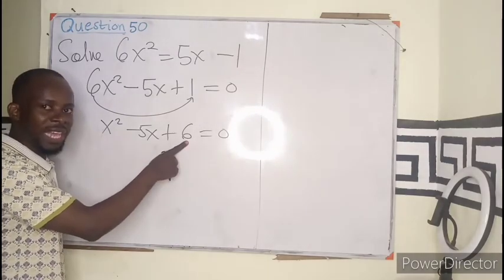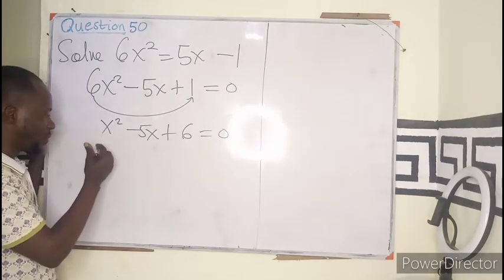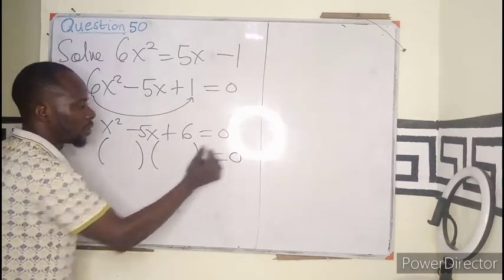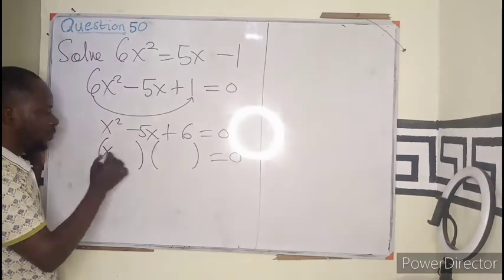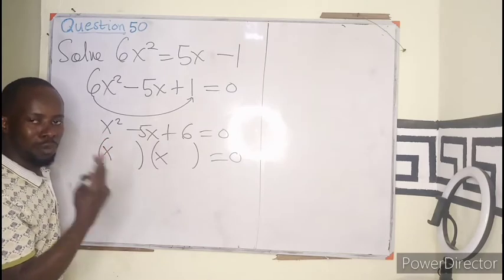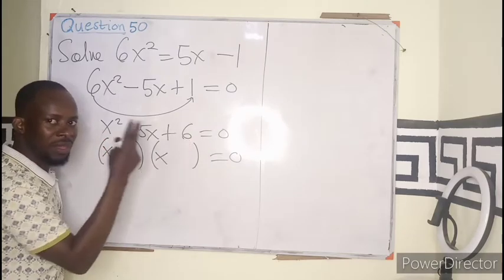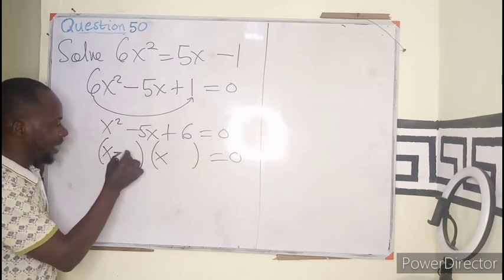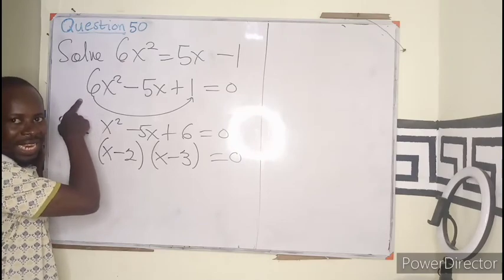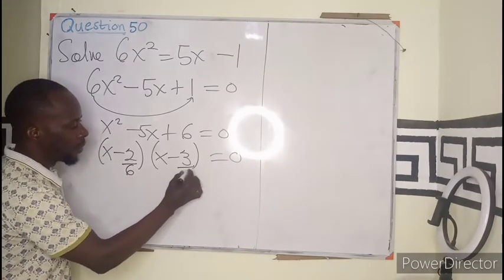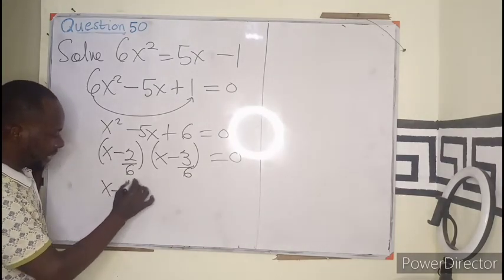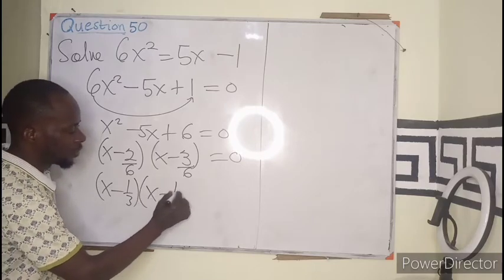Now I have my coefficient to be 1. Good. I will look for factors of this, which when I add, I get this. So we are going to have two brackets since it's a quadratic equation. x times x will give me x squared, so x will be here, x will be here. Now the two factors I found are minus 2 and minus 3. Product positive 6, addition minus 5. So minus 2, minus 3. But don't forget, we were having 6 in the beginning, so we divide both by 6. And that will leave us x minus 1 over 3 in one bracket, x minus 1 over 2 in another bracket.